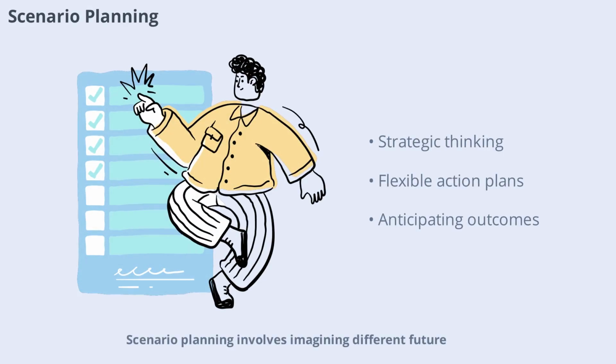Scenario planning involves imagining different future economic conditions and preparing responses for each. Change management supports scenario planning by engaging teams in strategic thinking and developing flexible action plans. By anticipating possible outcomes, organizations can respond more effectively to unexpected changes.